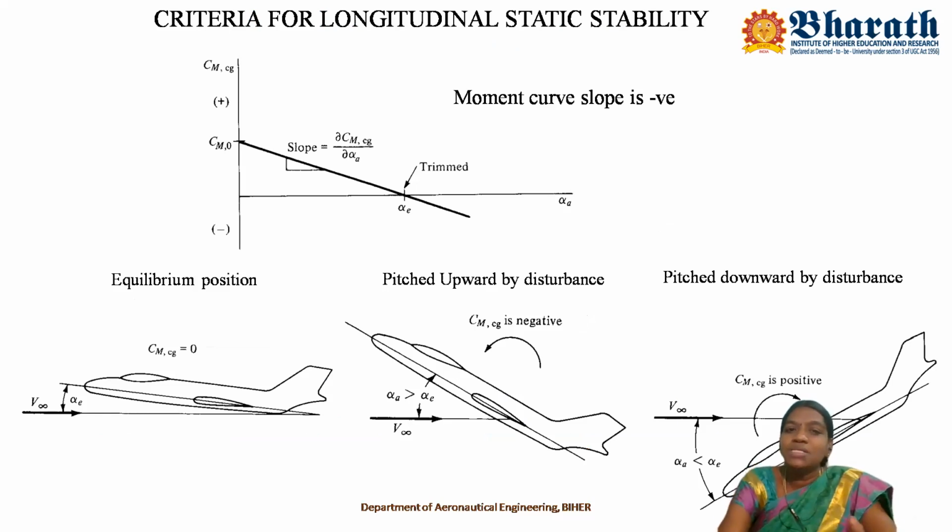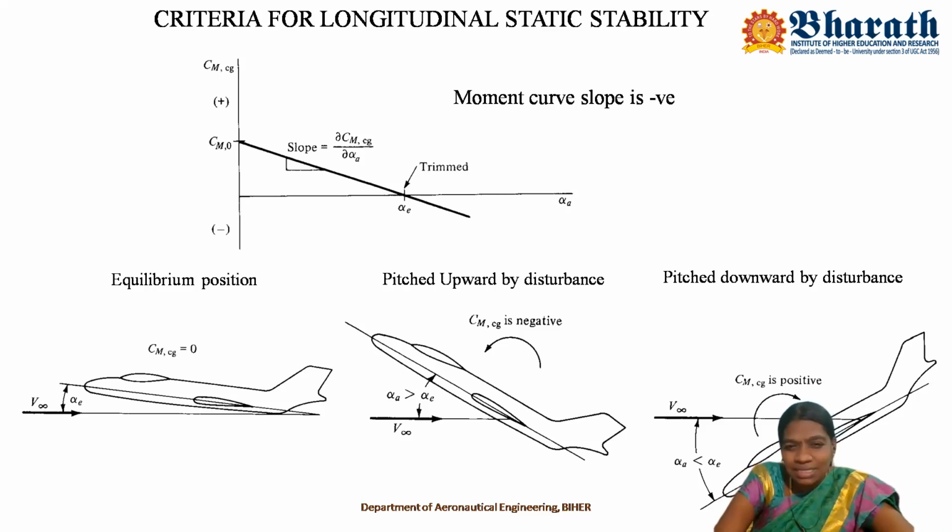Yes, so here comes the criteria for longitudinal static stability. Let us consider a rigid airplane. We are just testing it in a wind tunnel or free flight test condition, and this plot is obtained out of a test. There is no particular reason behind getting this plot. The plane has undergone some test, and when we plot CMCG versus absolute angle of attack, this plot is obtained.